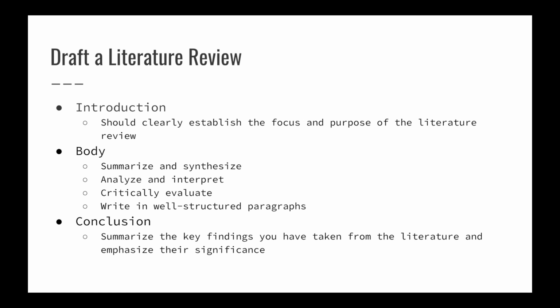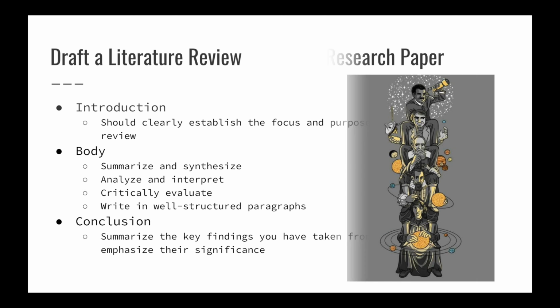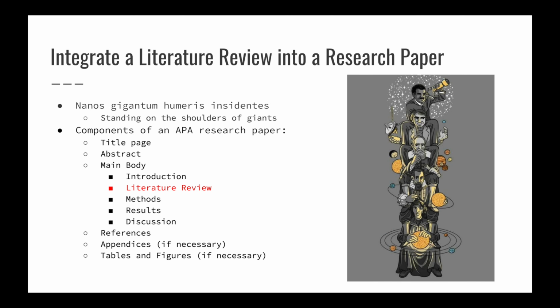In the conclusion, summarize the key findings you have taken from the literature and emphasize their significance. If you are writing a standalone literature review, this is where you would stop. But if your literature review is part of a larger research paper, you would then work on integrating the literature review into the paper. Which brings us to step 6, integrate a literature review into a research paper.